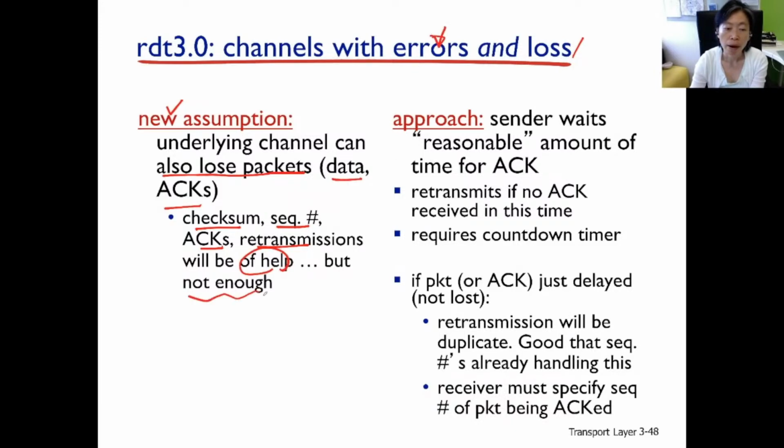Now, all these mechanisms we have in version 2, checksum, ACKs, retransmission, and the sequence numbers to avoid duplicates will help, but only help for bit errors. So in case of packet losses, not enough. So we need to add extra mechanisms. And the extra mechanism is this. The sender waits for some amount of time for the ACK to come back. If the ACK does not come back within the time window, then retransmit the data packet if no ACK comes back within that timeout interval.